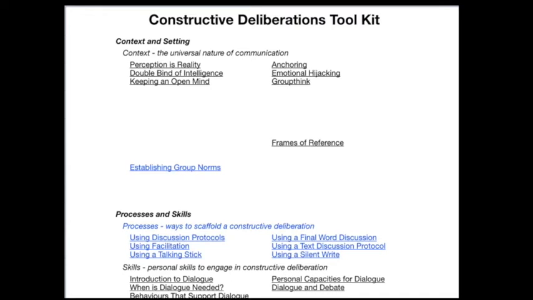Other strategies here are using a final word discussion, a text discussion protocol, or a silent write. And silent write is another one of those, I think, very common but very effective strategies. It can be used before you start to talk. Once a situation or a question has been introduced, give people 2 or 3 minutes to just quietly write to themselves. And that's front end loading their thoughts so that when the conversation begins, they're not just following the first person to speak, but they have themselves some ideas to share.